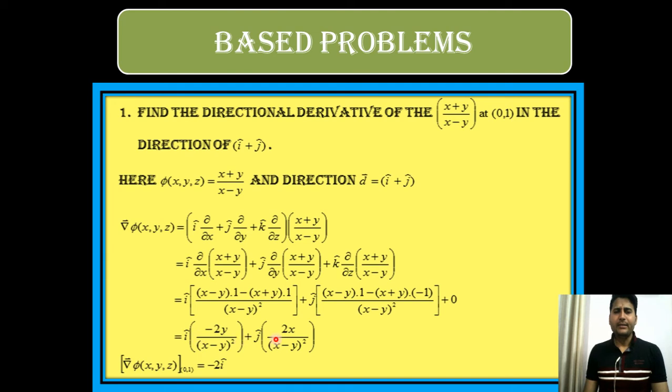Simplify, I will obtain this. So this is the del phi. Now we need to find it at the point (0, 1). It means this is the point x, this is the point y. So I need to put x equal to 0 and y equal to 1 in whatever del phi I obtained. So x is 0, so this will become 0, y is 1, so minus 2 upon (0 minus 1) square plus 1, that is minus 2i is the del phi for this given surface.